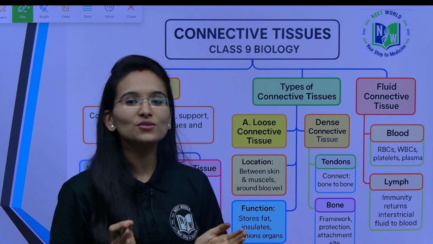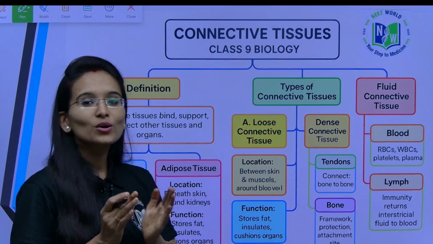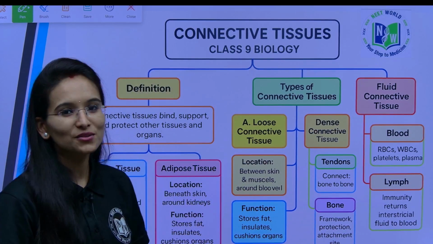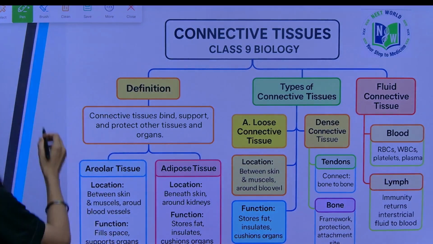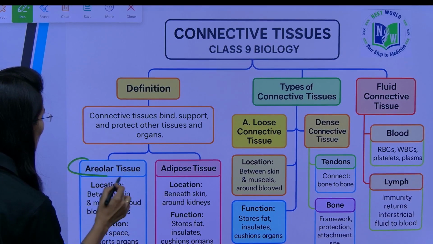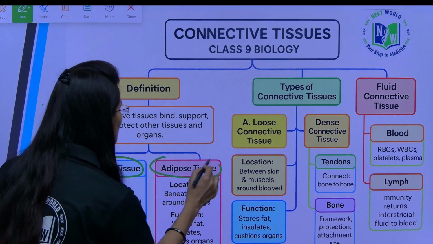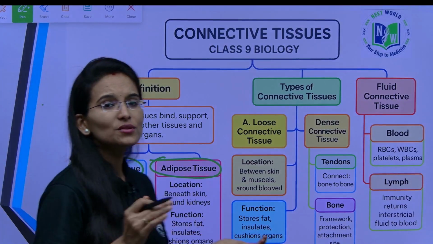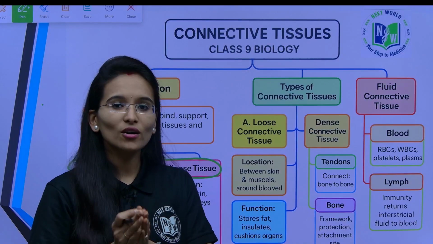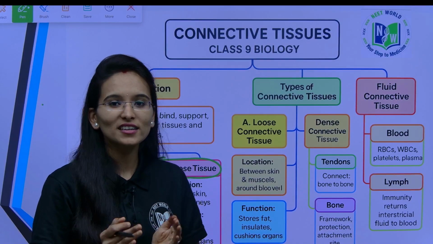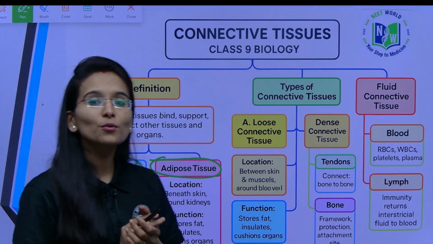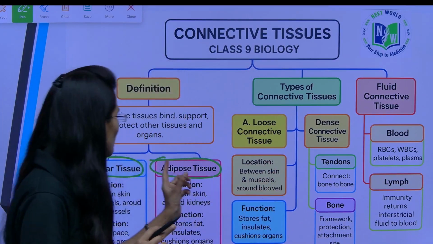Yes. So connective tissues, class 9 biology. The connective tissue is divided into three types: loose connective tissue, dense connective tissue, and fluid connective tissue. Under the loose connective tissue, we are going to learn about two different types: areolar tissue and adipose tissue. Generally, connective tissue is what connects and binds the organs and tissues with other parts, right? In that, the loose connective tissue includes two main types: areolar tissue and adipose tissue.